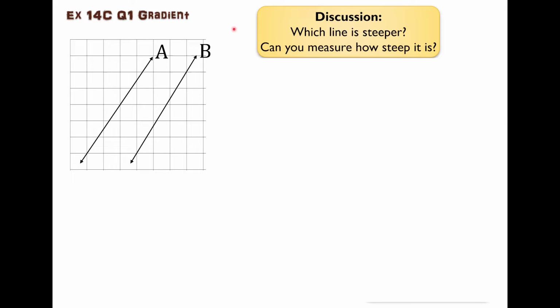Let's learn about gradient. To introduce gradient, I have two lines here, line A and line B. I want you to think, look at these two lines. Which line is steeper? And can you measure how steep it is?